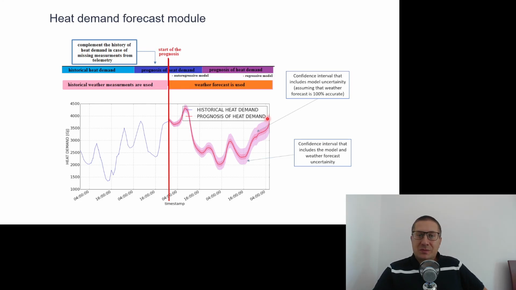Why not? In fact, in our decision support module, we are proposing three different scenarios. Let's say the most probable scenario, the aggressive one, if we really push the network to the limit, and the conservative one, the safe one, with a big safety margin. So in case of some failures or breakdowns, we'll be able to deliver heat to end users.